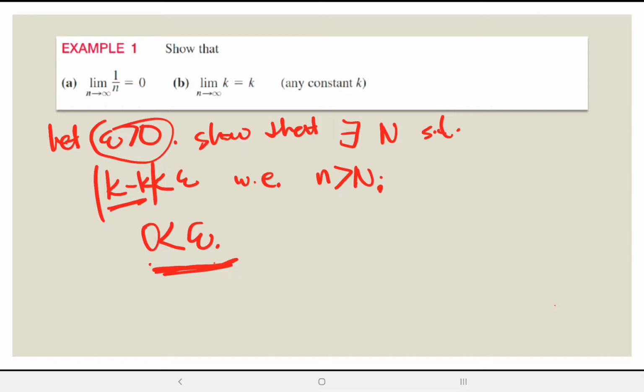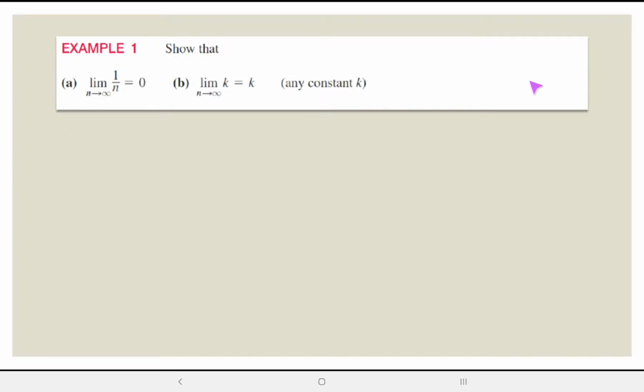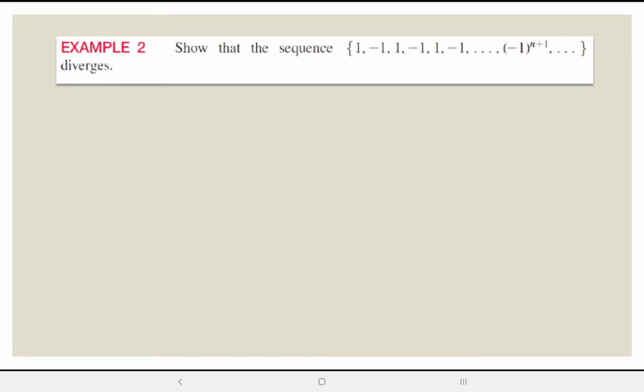So, ayun, for any value of n we take, mag-hold yung ating inequality na ito. Okay, which proves that the limit of k as n approaches infinity is still equal to k. Okay?